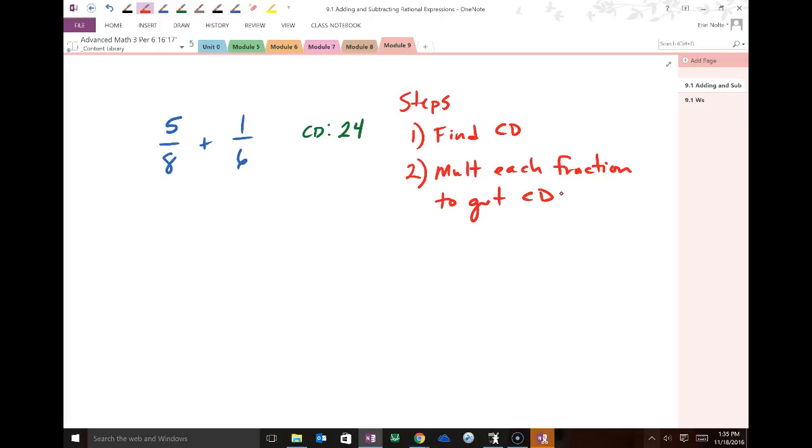3. So essentially we're multiplying by the value of 1, right? Because 3 over 3 is actually 1. I'm not changing the value of the expression, just the way it looks. Okay, what do I have to multiply 6 by to make it 24? 4. So I'm multiplying top and bottom by 4. Now what?